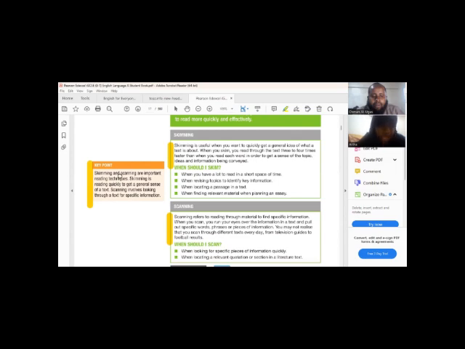Skimming is reading quickly to get a general sense of a text. Scanning involves looking through a text for specific information.